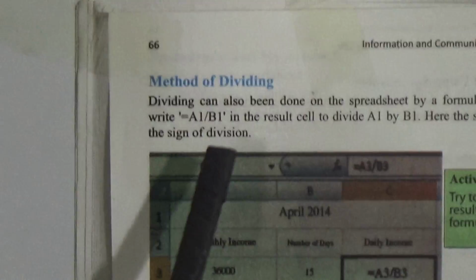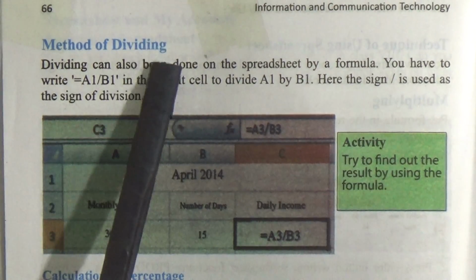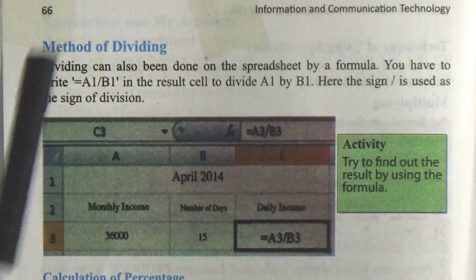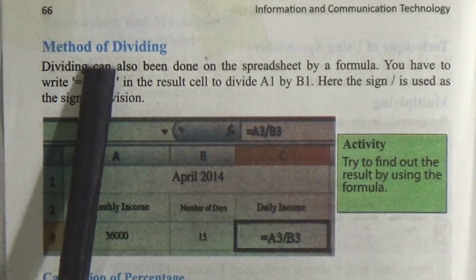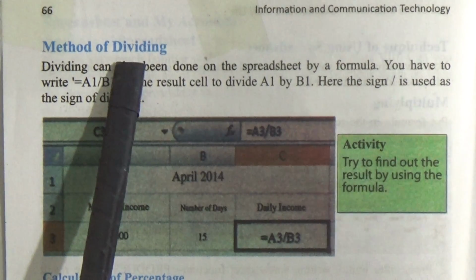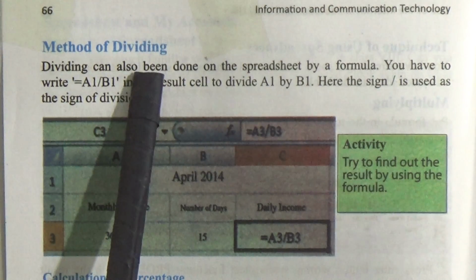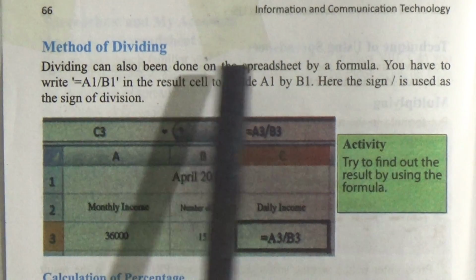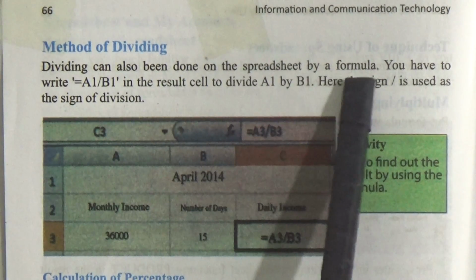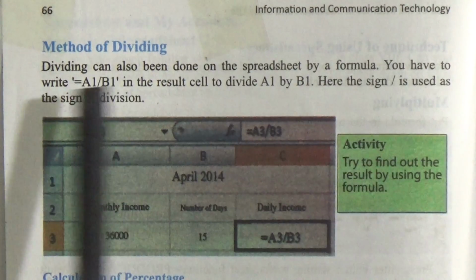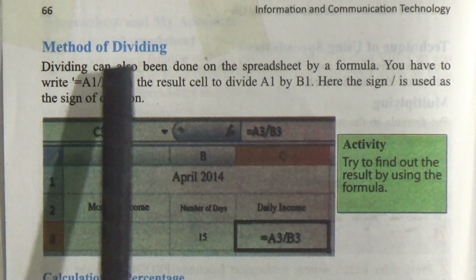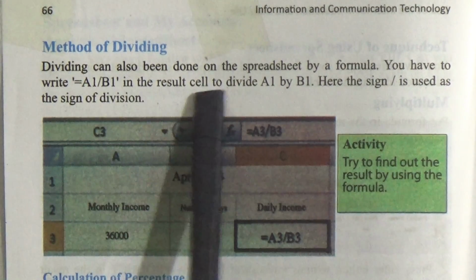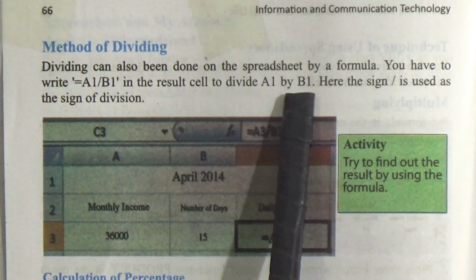Now come to page number 66, method of dividing. In the first portion, we have learned about multiplying through spreadsheet, and here we will learn about the method of dividing. How we can do division through spreadsheet. Dividing can also be done on the spreadsheet by a formula. You have to write equal A1 slash B1 in the result cell to divide A1 by B1.